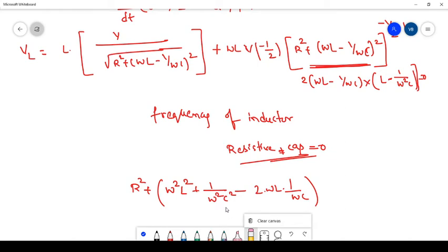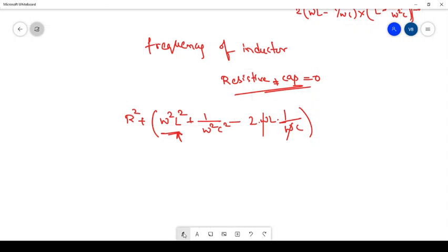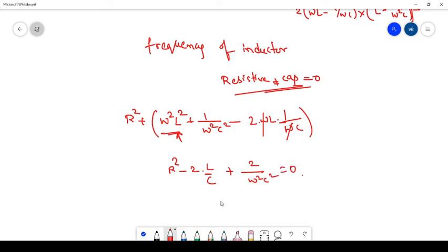Okay, so what you got here, this omega and this omega terms will cancel out. So this term you have to calculate, so this term you neglect. And here R square minus 2 into L by C plus 2 by omega square C square equals to 0. So you simplify this omega term, that is 2 by omega square C square equals to R square minus 2 into L by C.